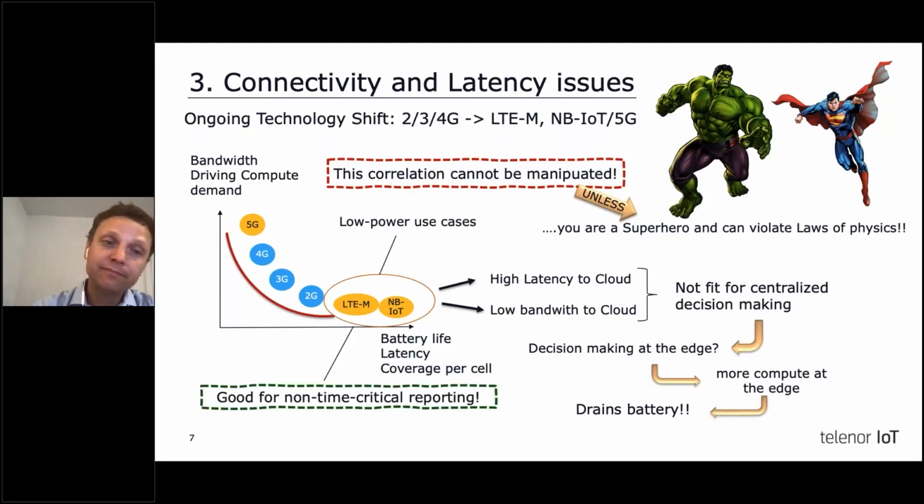Okay. So what are they good for? They are good for non-time critical reporting. One of these scenarios is water meters, electricity meters, or gas meters, where you just report consumption centrally and then sum that up into an invoice and send the invoice to the customer. There's no actual decision making done by either the cloud, the backend, or the device. It's just a reporting solution, more or less.